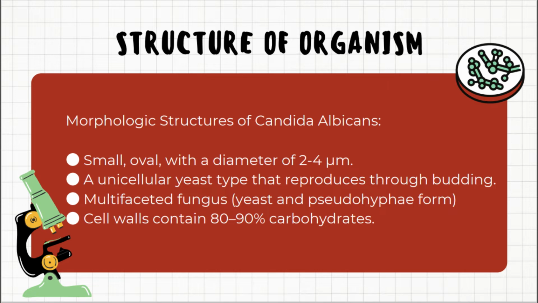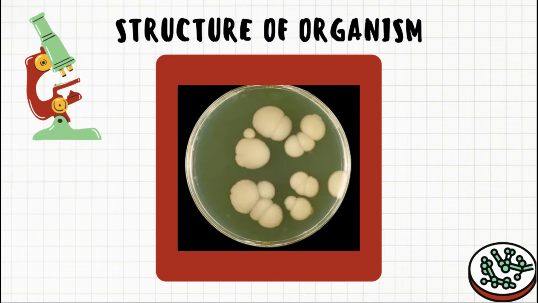Candida albicans is a multifaceted fungus. Its cell walls comprise 80 to 90% carbohydrates, so that's obvious since Candida albicans is a yeast type and yeast is a carbohydrate. So this is a photo of Candida albicans derived from a real organism. As we can see, it shows an oval shape, and we can observe there the budding process where there is clearly a bud, the new organism being formed, but it's still attached to the parent body.